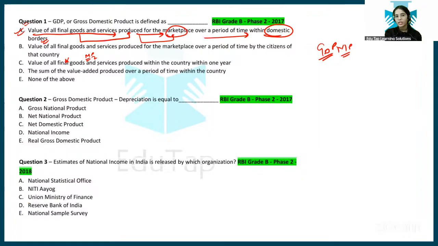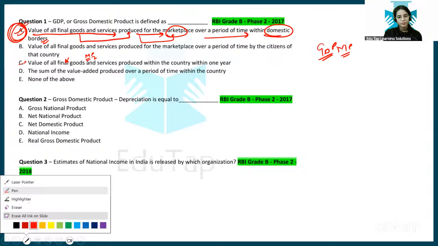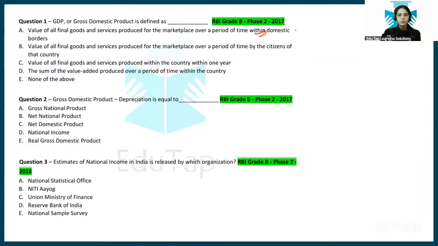Value of final goods and services produced within the country within 1 year in the factory, we are talking about factory price or what? So A is the better suited. C also can be the answer, but A is the better or the complete definition. Got it? So you have to find the best possible option. There will be confusing options that can come, but you have to find the best possible answer.